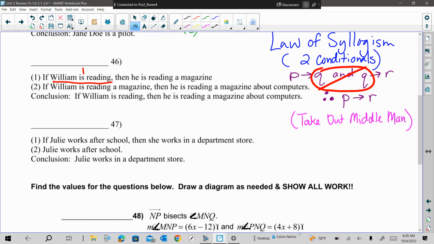William is reading is the P. He's reading a magazine, that's the Q. William reading a magazine, that's Q again. He's reading a magazine about computers, that's R. So they both have this Q in common. So they took it out and should say from P to R. If William's reading, then he's reading a magazine about computers. So that is valid by syllogism.